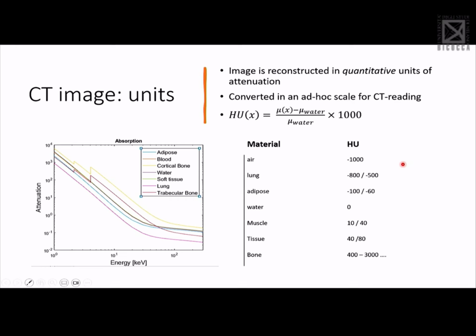Muscle has between 10 and 40. Tissue, like organs, are slightly more. And bones are the hardest ones. And according to which kind of bones, they can go up to even 3000.